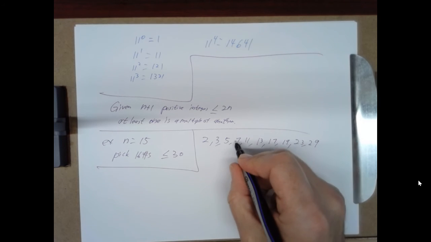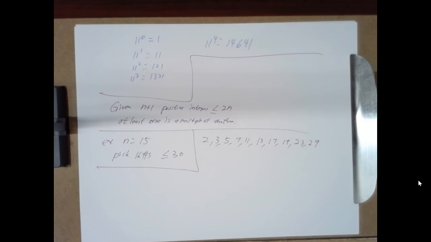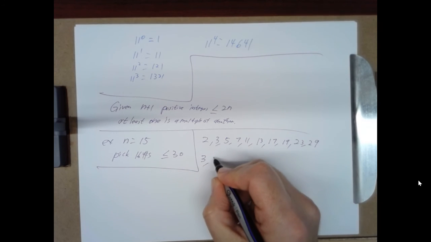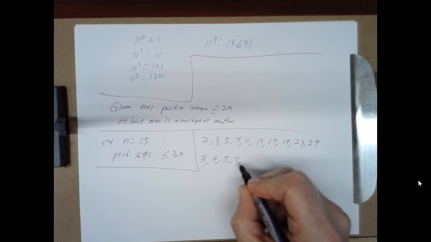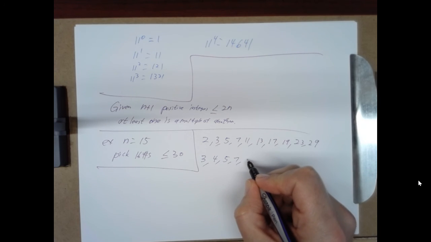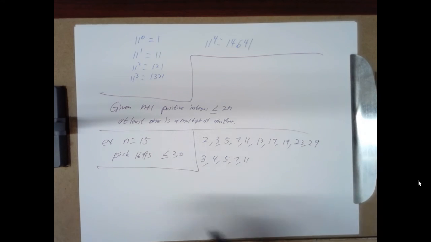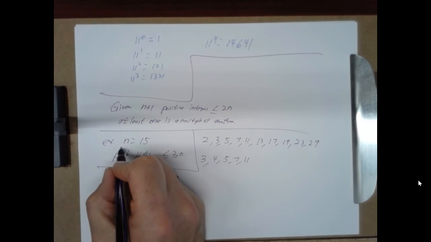4, 5, 6, 7, 8, 9, 10. We only picked 10 numbers. So that didn't work. We could start with 3, and now we can pick 4 and 5 and 7 and can't do 9 or 10, 11, and so on. And any way that you try to do this, it's impossible to pick 16 numbers without one of them dividing another. And this is true for any value of n.